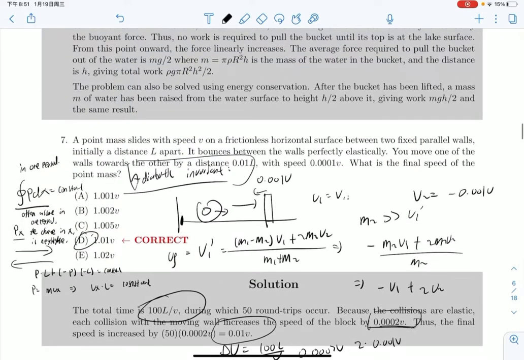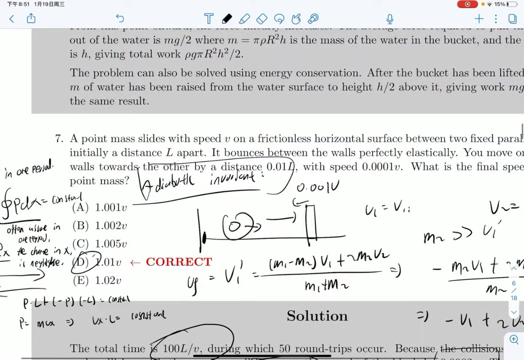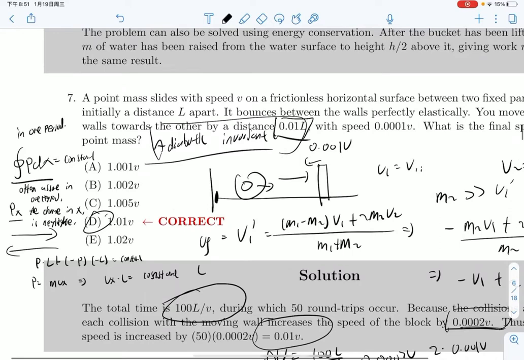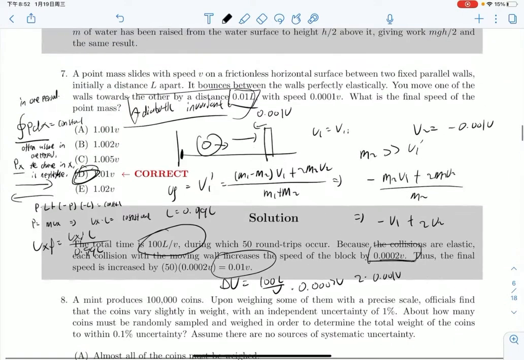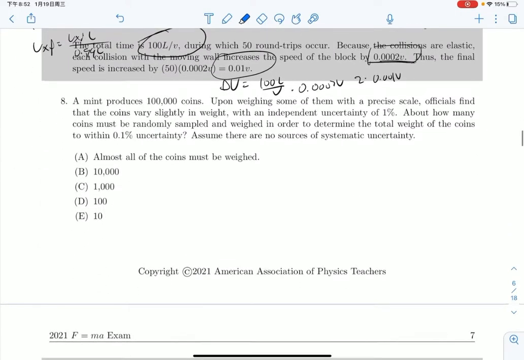And when the wall is at length of 0.99 L, you can plug in, and you can see Vx final is equal to Vx initial times L divided by 0.99 L, which also gives answer D. You don't really need to know this concept, but it is kind of cool. And moving on to question 8.